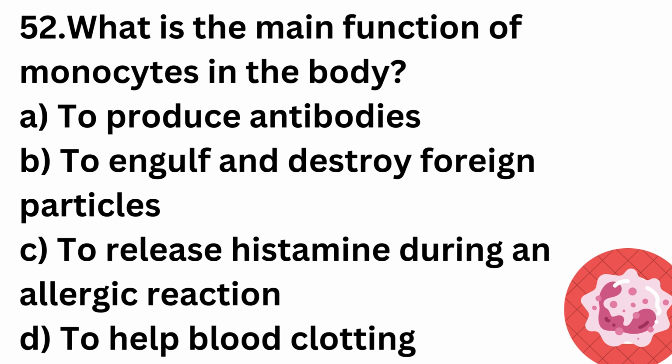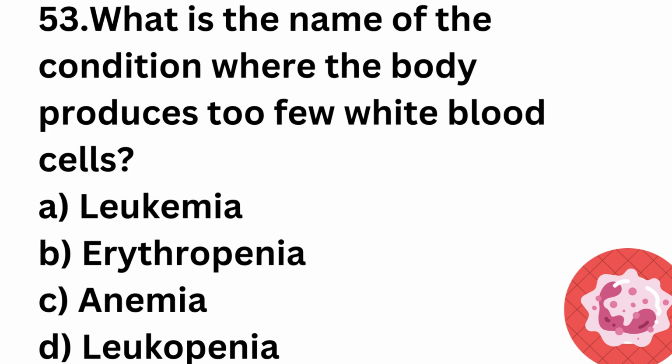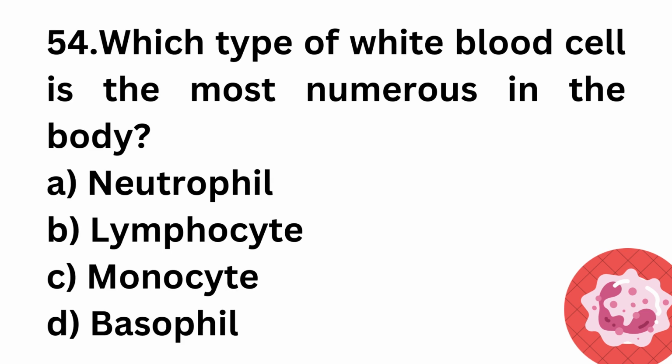What is the main function of monocytes in the body? To produce antibodies, or to engulf and destroy foreign particles, or to release histamine during an allergic reaction, or option D, to help blood clotting? Answer is to engulf and destroy foreign particles. What is the name of the condition where the body produces too few white blood cells? Leukemia, erythropenia, anemia, leukopenia. Option D is correct.